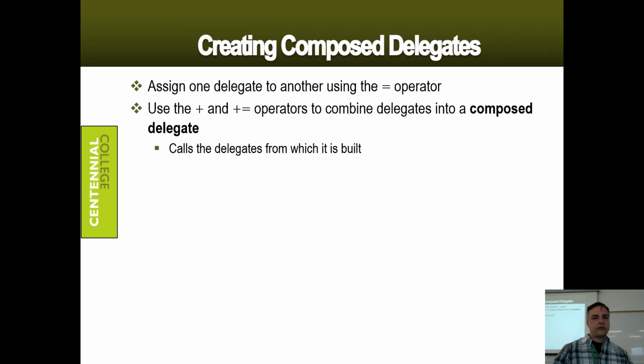And that's really most of what I want to talk about when it comes to delegates. So again, you can assign one delegate to another using the equals operator. You can use the plus and plus equals operator to combine delegates into a composed delegate. A good example of that is I can have more than one event handler for a single event listener. So I can have a single event, click, but I can have more than one handler handling the click event of an object. Why would I want that? Sometimes I want separation of concerns. When I click on something, I want a method to do this, and then I want this other method to do something else, right?